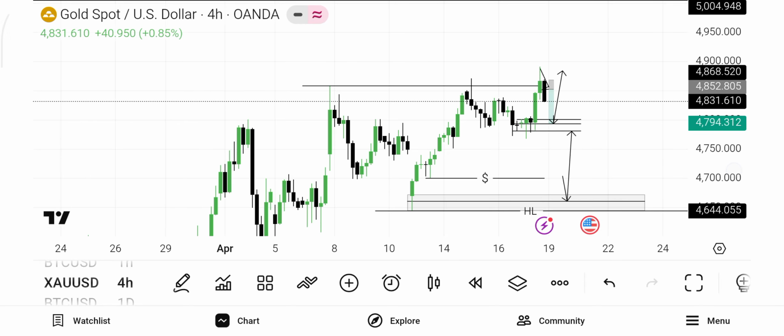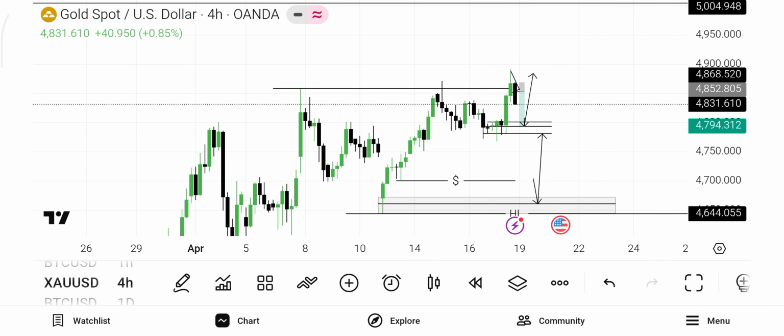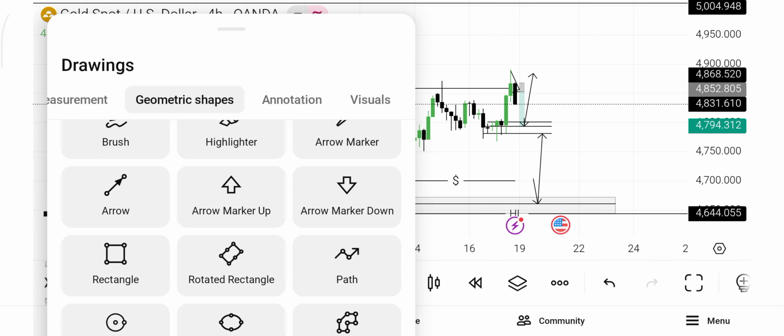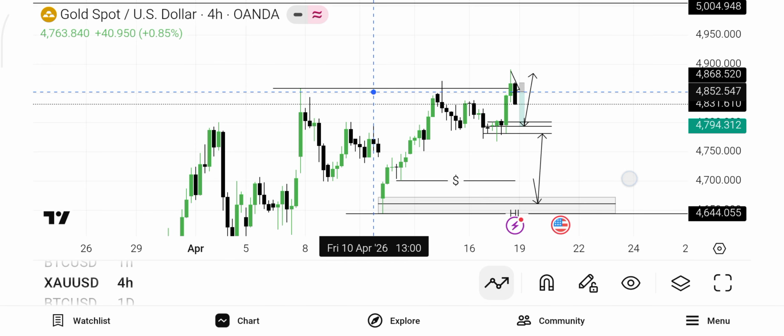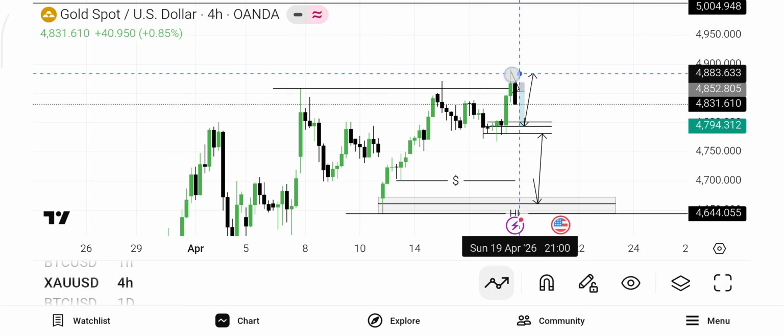Let's just focus on the recent trades of the market now. So what happened here? We saw this break of structure to the upside. Let me mark it out. This is the break of structure here. Okay, this is the break of structure.